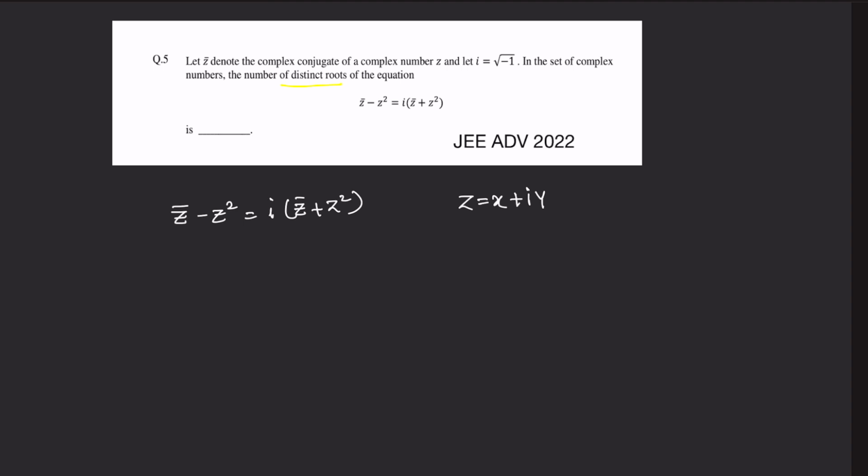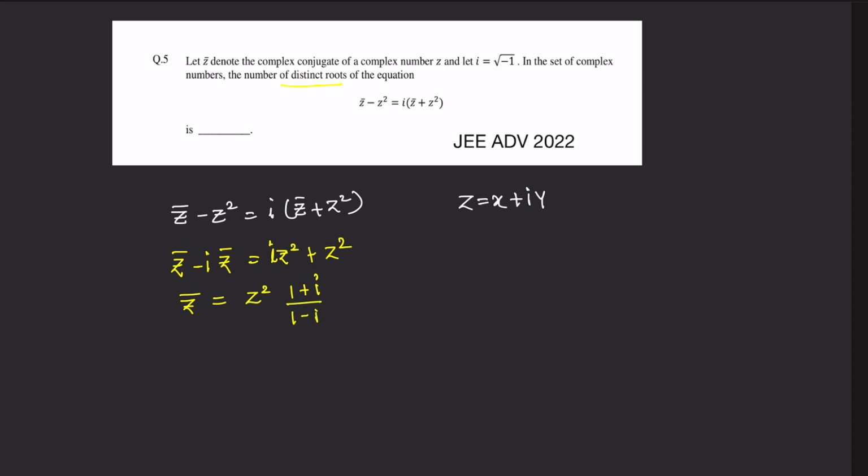Now the next step, we can rearrange this equation. After rearranging we can get some common terms. So after rearranging we get z bar minus i z bar equals z square i plus z square. So this can be written as z bar times (1 minus i) equals z square times (1 plus i).